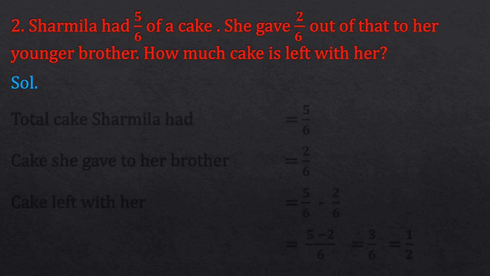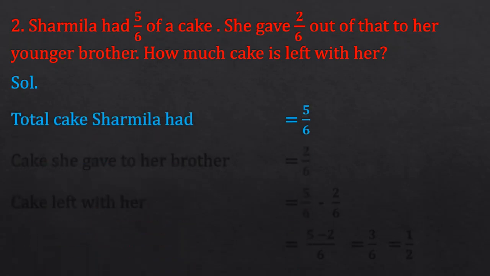And how much did she give to her brother? That is 2/6 from that cake. So how much cake is left with her? Definitely she has less cake than the total cake. She gave some part to her brother. So it is subtraction.